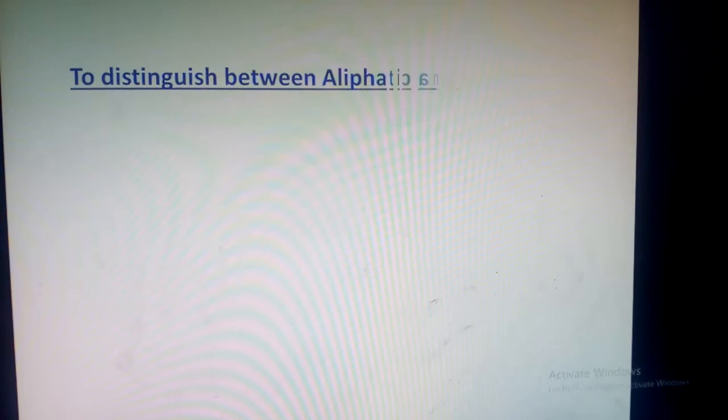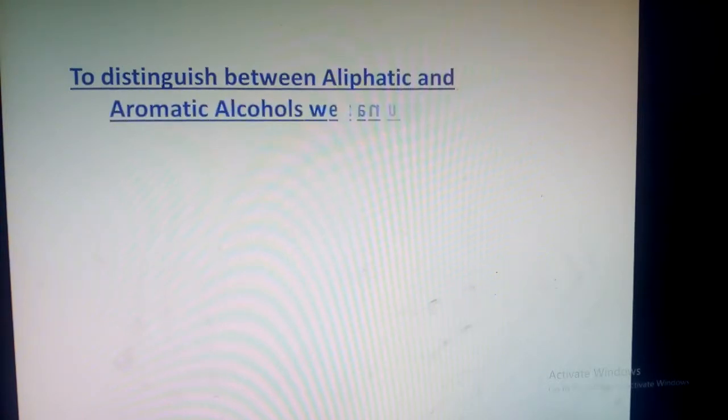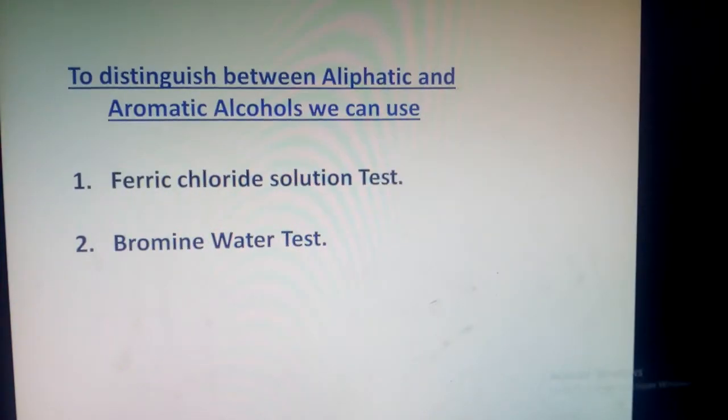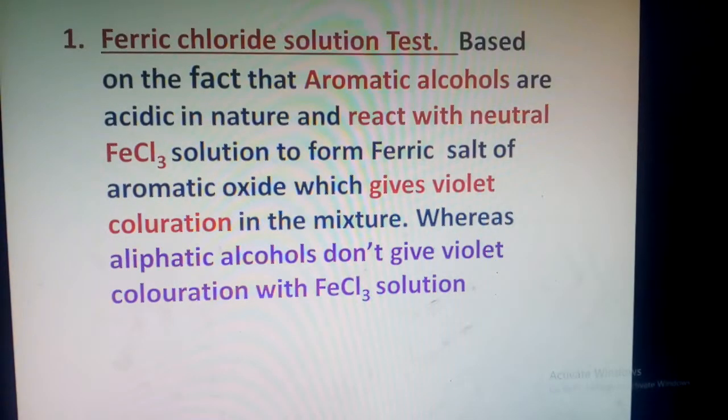Then, if we have to distinguish whether an alcohol is aliphatic or aromatic, we can use two different tests. First is the ferric chloride solution test and second is the bromine water test. The ferric chloride solution test is based on the fact that aromatic alcohols are acidic in nature as compared to aliphatic alcohols, and they react with neutral FeCl3 solution to form the ferric salt of aromatic oxide, which generally gives violet coloration in solution.